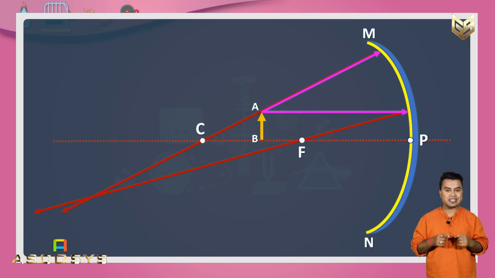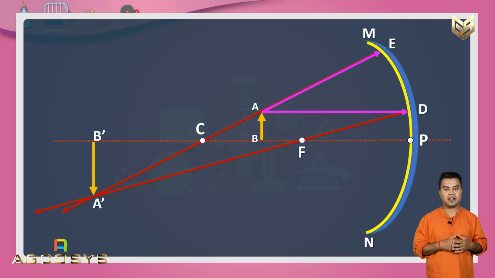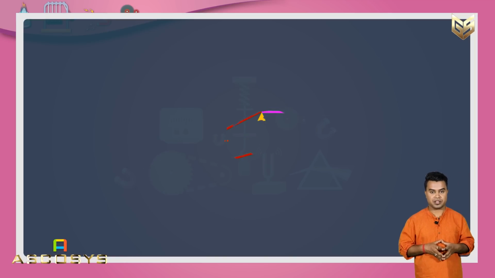So, when two rays intersect, it was found that the image was formed beyond the center of curvature, right. So, the nature is real and inverted, the image is beyond the center of curvature, and the size of the image is larger compared to that of the object.